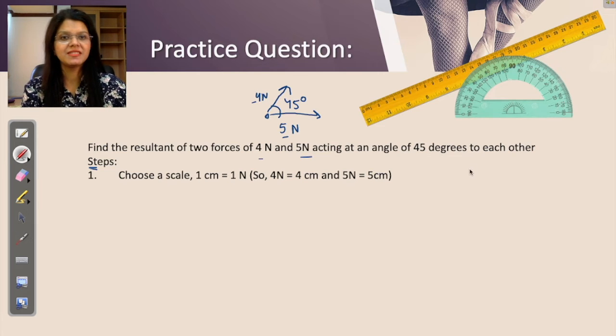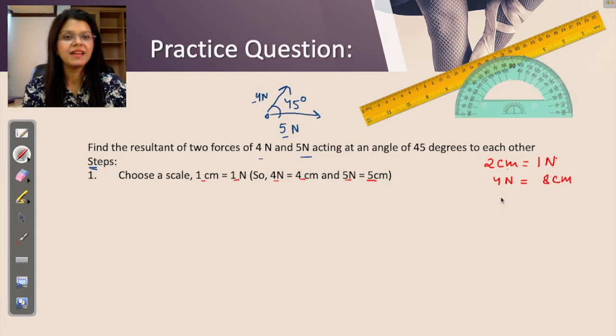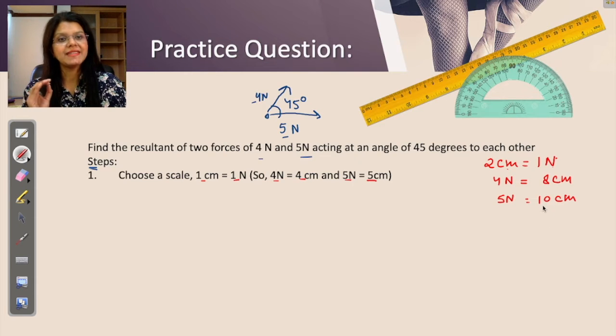If you want to be adventurous, you can try a different scale. You can take 2 centimeters as 1 newton. If you are taking 1 centimeter as 1 newton, then 4 newtons is 4 centimeters, 5 newtons is 5 centimeters. If you are working with 2 centimeters as 1 newton, then 4 newtons is going to be 8 centimeters and 5 newtons is going to be 10 centimeters. What is this? 8 centimeters, 10 centimeters. We are going to draw some lines which are going to be 8 and 10.